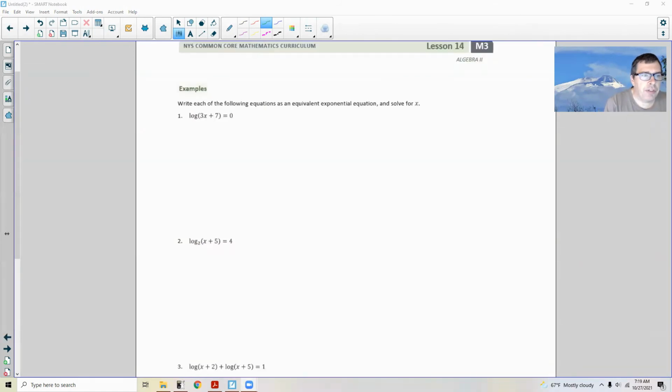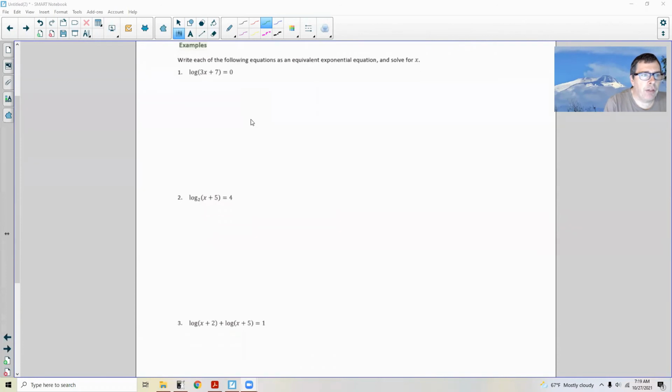All right, page 2 gives us some examples of solving logarithmic equations. So we're going to first put them into exponential form, and then we're going to solve for them.